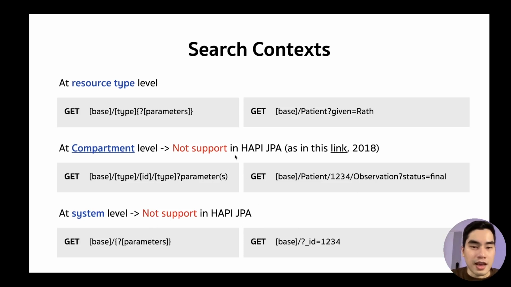Another thing that you might confuse is the compartment level. This one is also not supported in HAPI. But a compartment is grouping the resources in the same group. So for some servers, you can do it this way. You can find all observations of a patient who has the ID 1234, and that observation has the status equal to final. You can do it this way in other servers, but in HAPI JPA, from what I researched and tried, it looks like it doesn't support that. So what we are mainly dealing with is this one, the resource type level context.